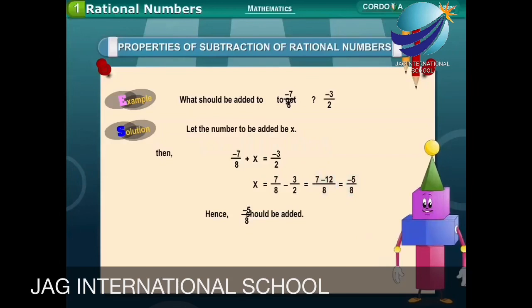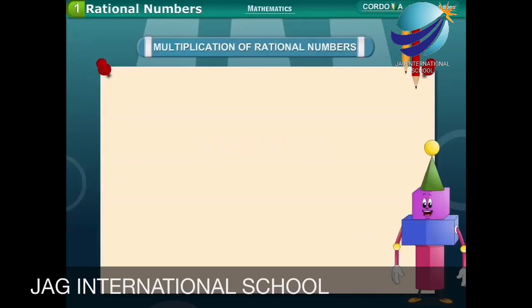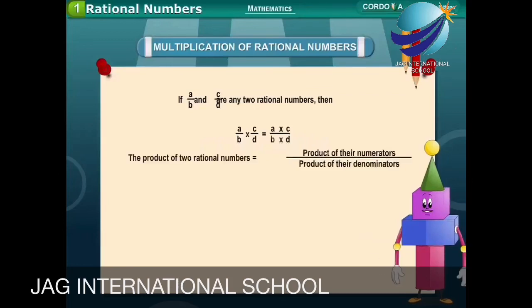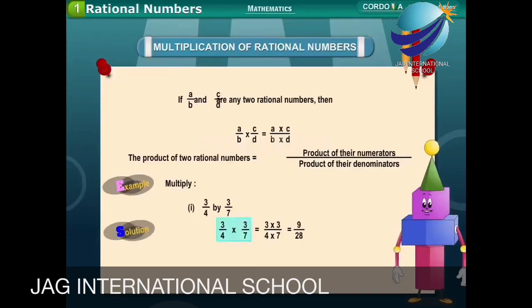Hence, minus 5 upon 8 should be added. Multiplication of rational numbers. If a upon b and c upon d are any two rational numbers, then a upon b into c upon d is equal to a into c upon b into d. That is, the product of two rational numbers is equal to product of their numerators upon product of their denominators. Example: Multiply 3 upon 4 by 3 upon 7. Solution: 3 upon 4 into 3 upon 7 is equal to 3 into 3 upon 4 into 7, which is equal to 9 upon 28.